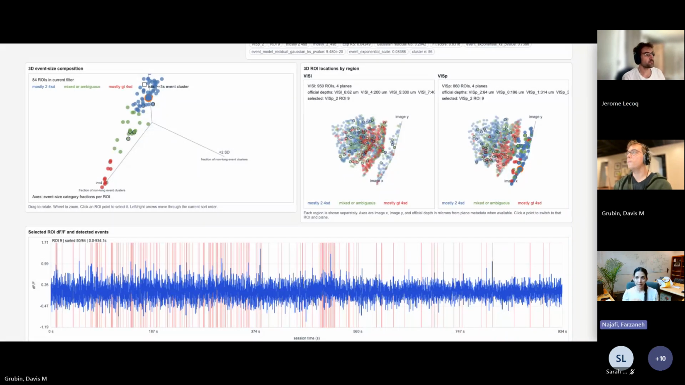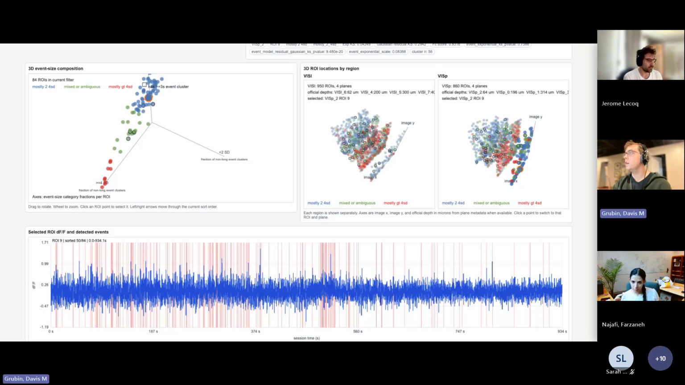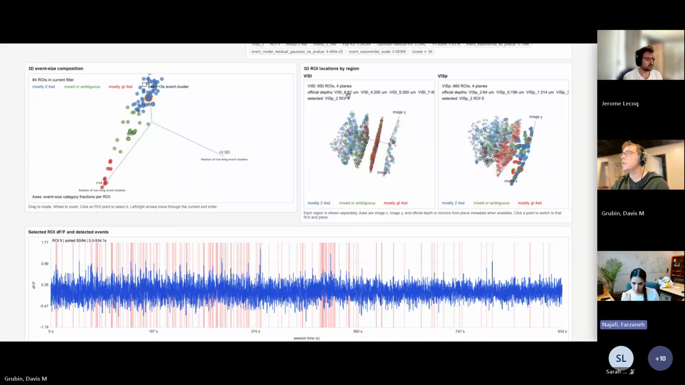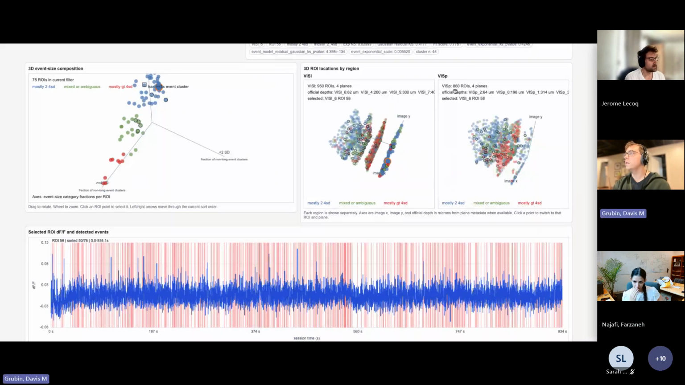Okay. Can you show the depth borders? The depth borders? Yeah, I might be confused, but I see these are the four now. So this is now 1, 2, 3. And which one is the most superficial? I think it's this one, the VISI6. And then for VSP, it's 1.